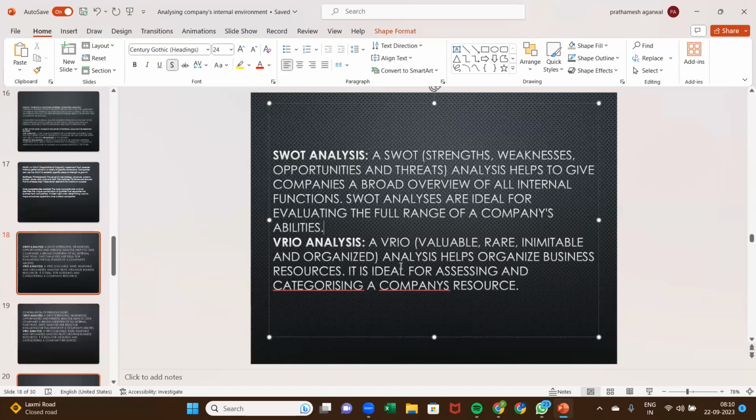Now we need to organize. That means we need to make use of the optimum resources, and where the resources are required, we need to channelize the resources there. So it helps to assess and categorize companies' resources. So where the resources are required, there the resources have to be made available.